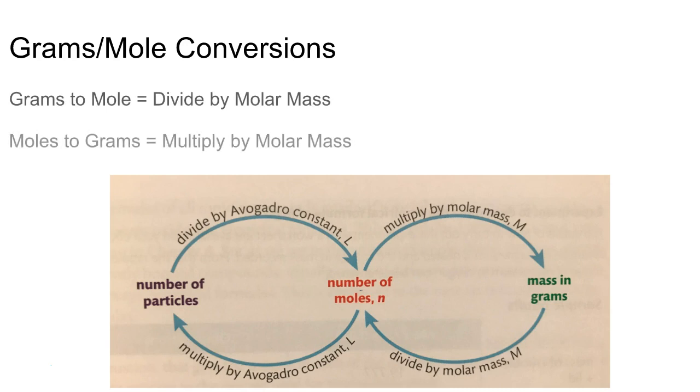So how do we go from grams to moles or moles to grams? Well, if we're going from grams to moles, we're going to divide by the molar mass. And if we're going from moles to grams, we're going to multiply by the molar mass. And again, I find the molar mass in the periodic table.